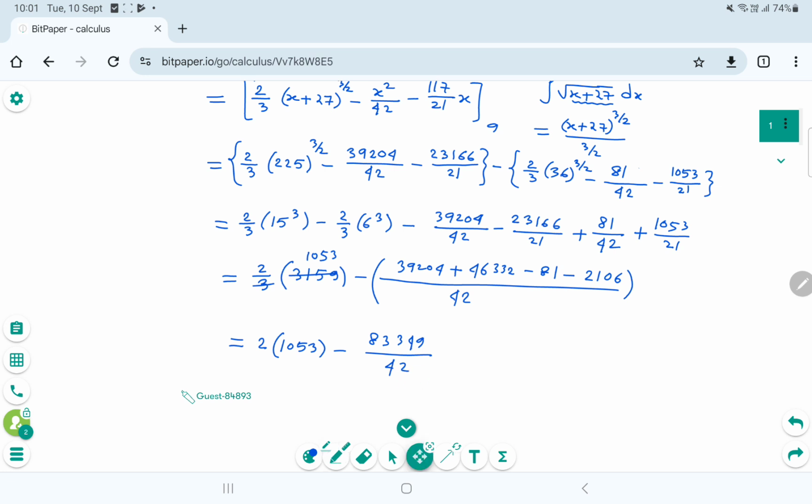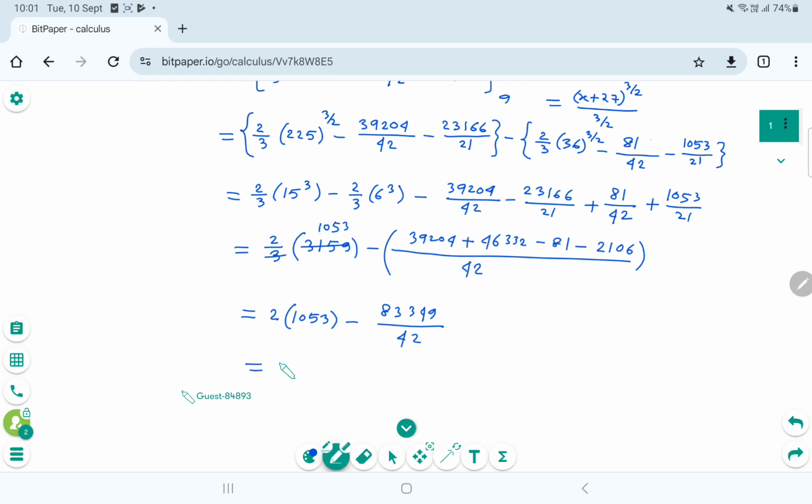No, it is not divided, but I'm getting a good fraction here. So the minus will be 1984.5. And this part will be 2 into 1053, which is 2106, right? 2106 minus 1984.5, 121.5 is the correct answer.